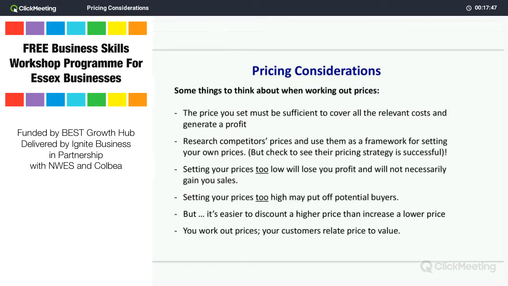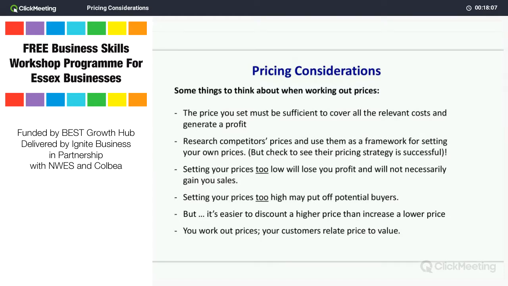Don't forget, people match value to price and so on. And whilst you're thinking very carefully about your price, your customer is educated to think within a price range. On the other hand, if you set your prices too high, it may put off potential buyers.